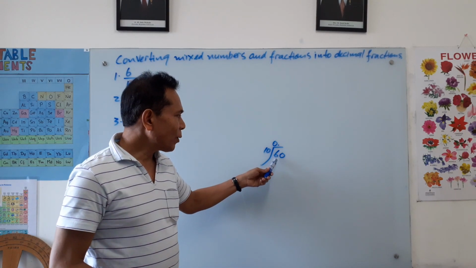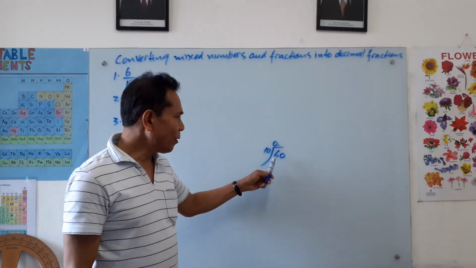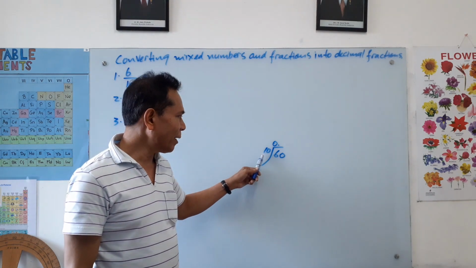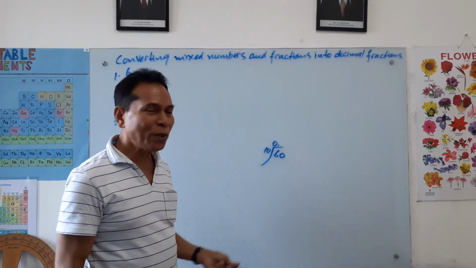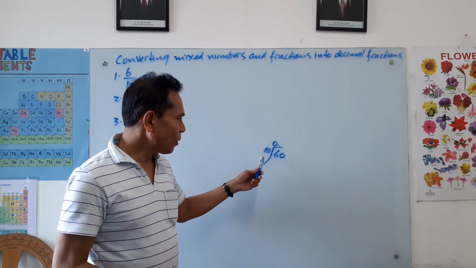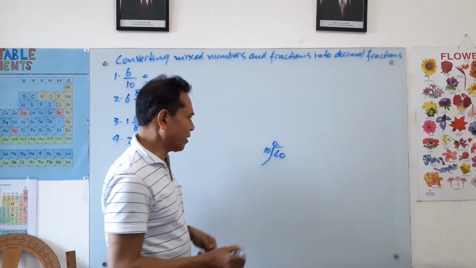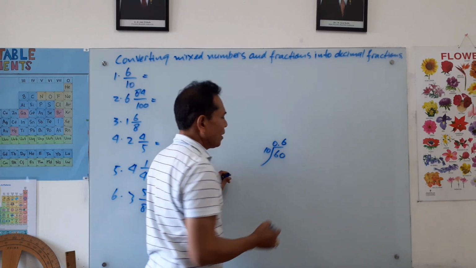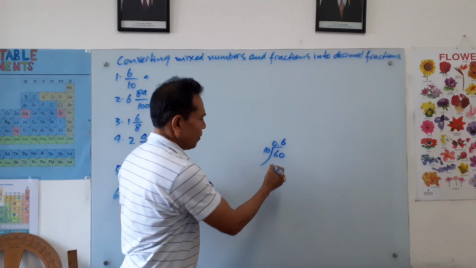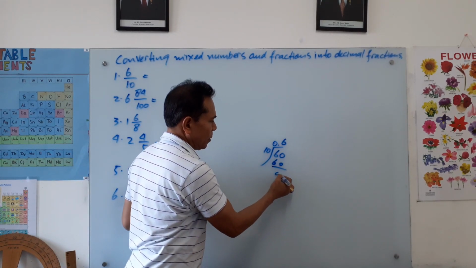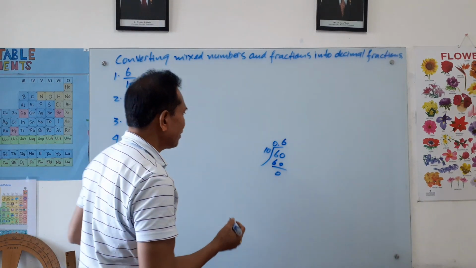Now 6 has become 60, and of course, it's now bigger than 10. So 60 divided by 10. You think of a number with which you multiply 10 to get 60. So of course, it's 6. 6 times 10 is 60. Finish. So your decimal answer is 0.6.